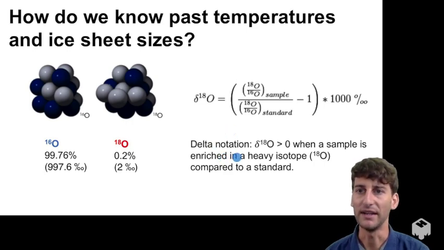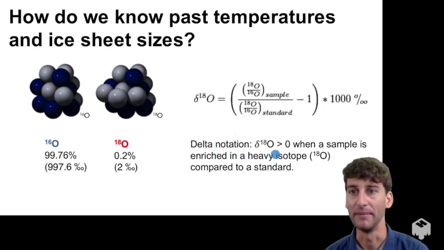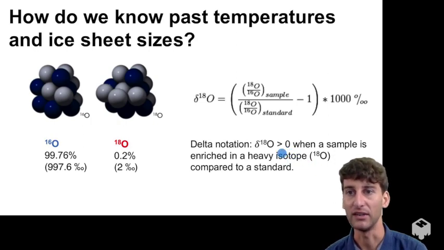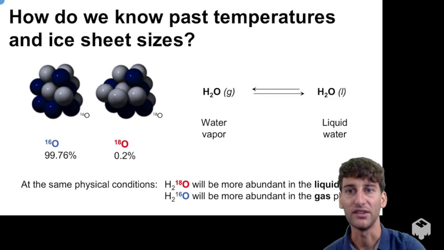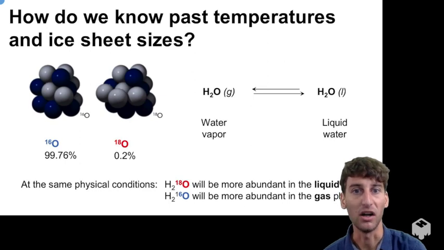So one thing to keep in mind here is that the delta 18O is greater than 0 when you're enriched in the heavy isotope relative to the standard. So anything that is a positive value in delta 18O has more oxygen 18 than you would expect. So there's lots of processes in nature that influence the relative abundance of oxygen 18 and oxygen 16. They tend to be very small and only important in certain scenarios. But one process that has a global impact is evaporation.